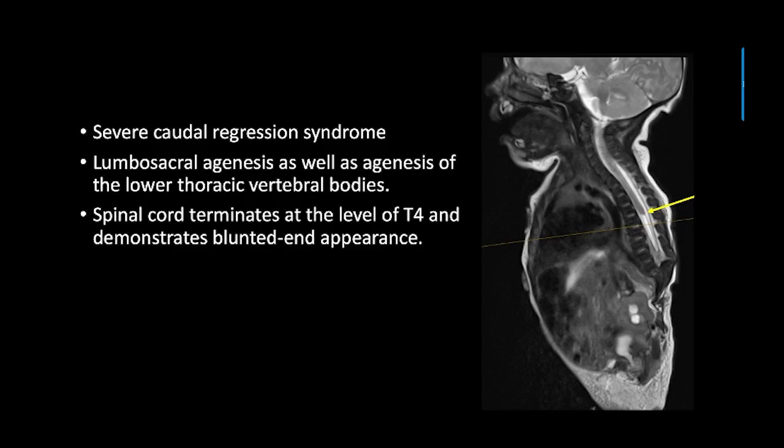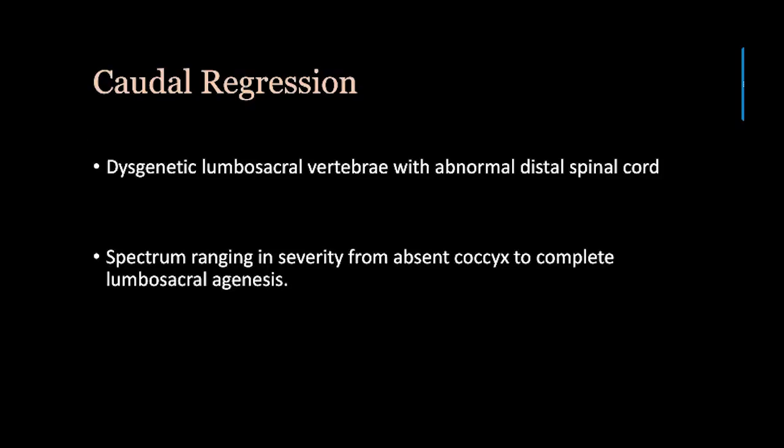There is lumbosacral agenesis as well as agenesis of the lower thoracic vertebral bodies, and the spinal cord terminates at the level of what appears to be T4 and demonstrates a blunted end appearance. This is an example of caudal regression, a dysgenetic lumbosacral vertebra with abnormal distal spinal cord. The spectrum could range in severity from absent coccyx, which is not that severe and could be completely asymptomatic, to complete lumbosacral agenesis, as we saw in the last slide.